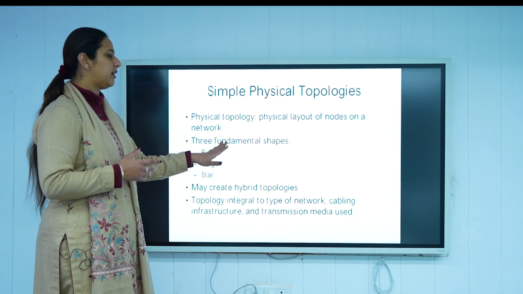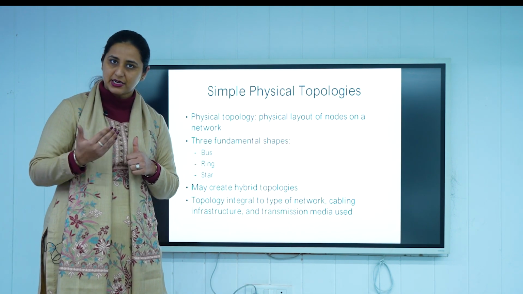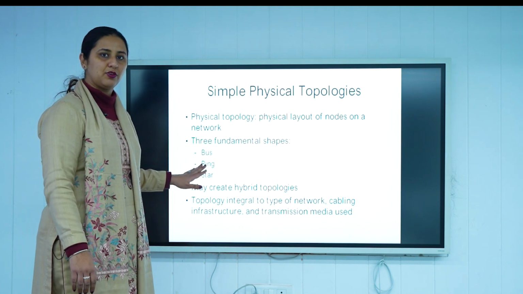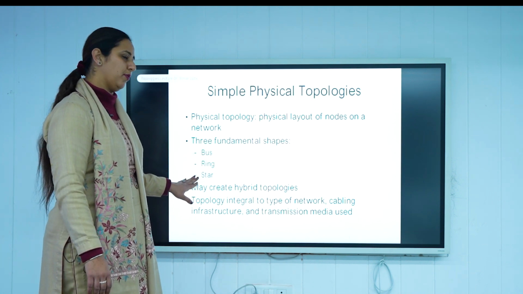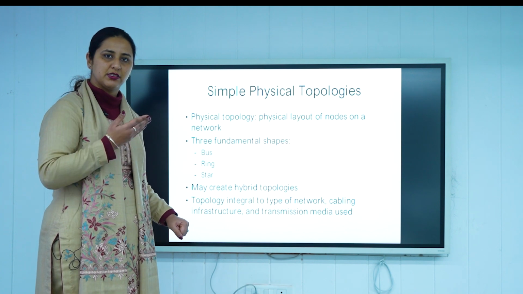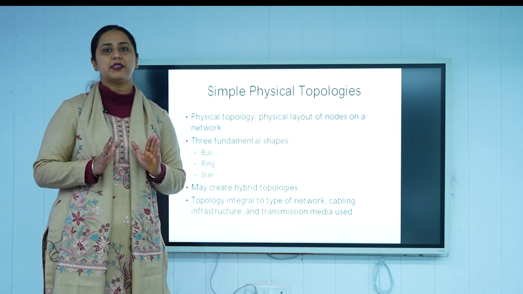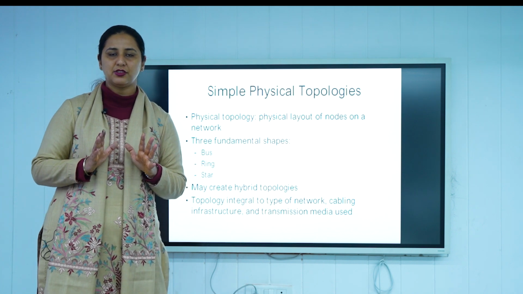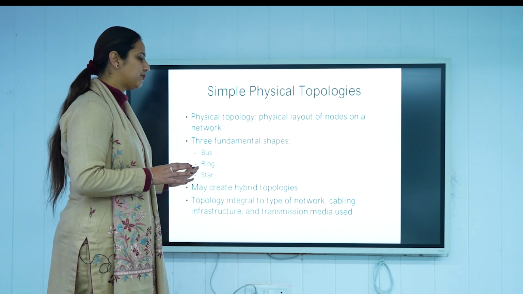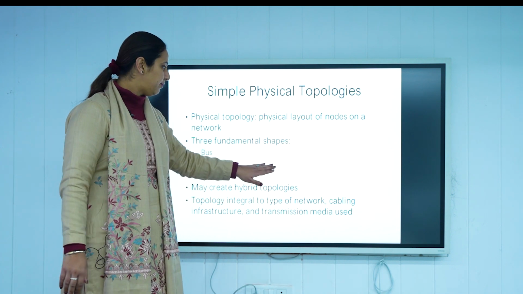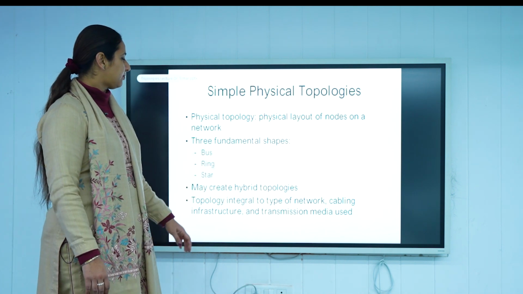The basic fundamental shapes in which we can connect the nodes in a network could be the bus form, the ring form and the star form, or we can say the bus topology, star topology and the ring topology. And we can also create hybrid topologies, meaning that we can combine these types of topologies and implement a new network. That we will discuss later.